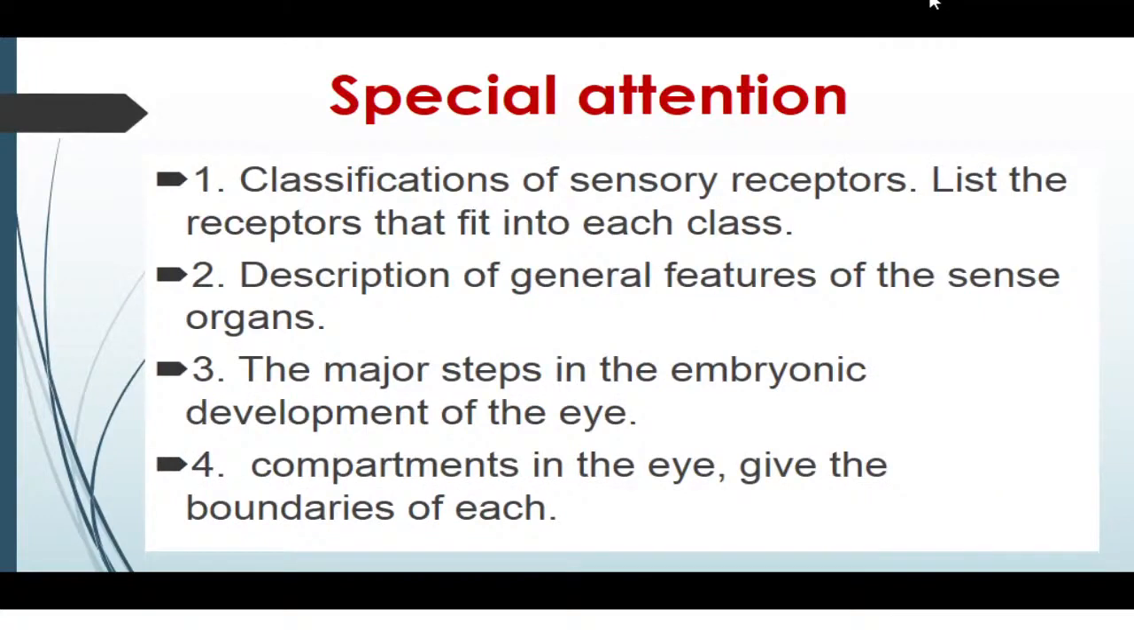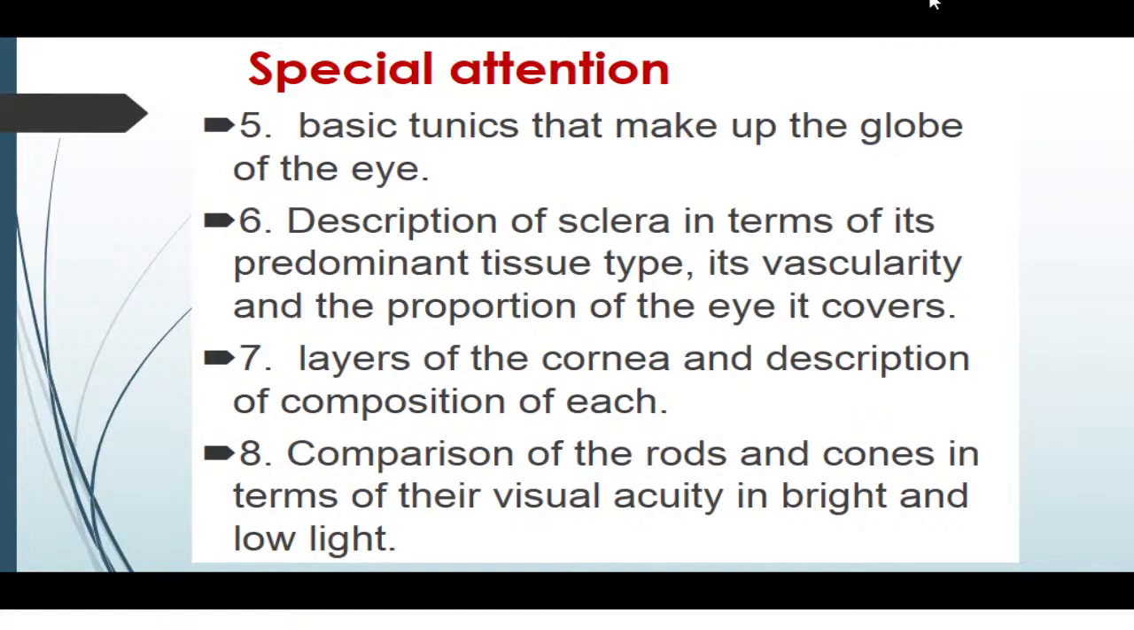But the special attention of today's lecture is the classification of sensory receptors, the list of receptors that fit into each class, a description of the general features of the sense organs, the major steps of the embryonic development of the eye, compartments of the eye, and also the structures of the eyeball, a description of the sclera, layers of the cornea, the layers of the retina, and special characteristics of rods and cones in the retina and other neurons.